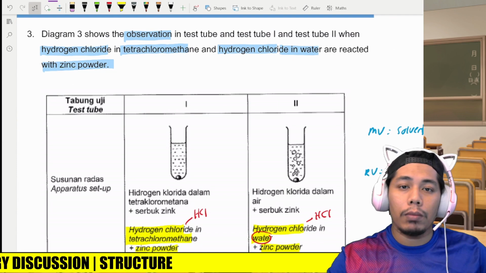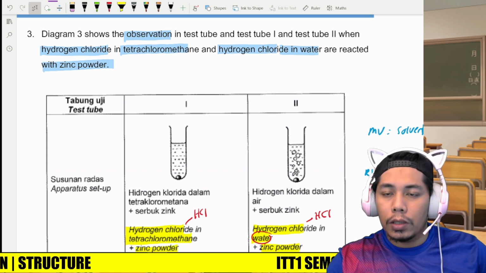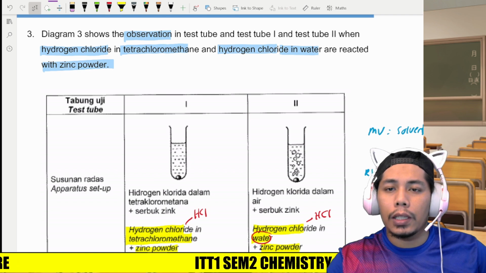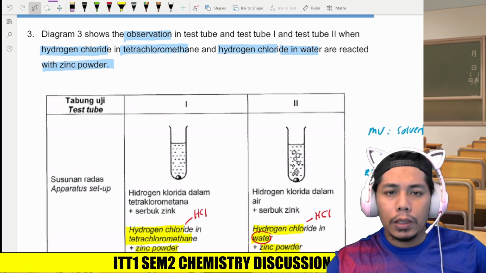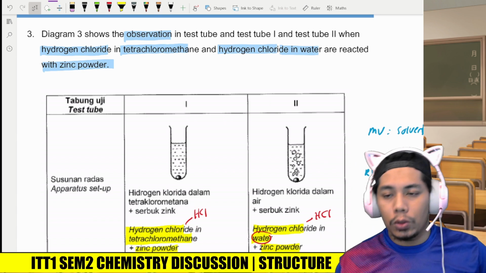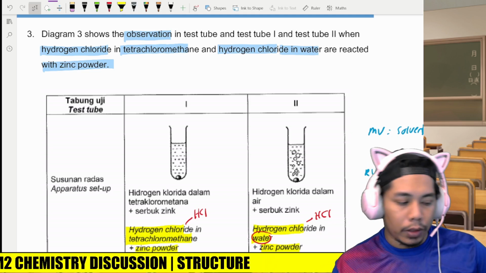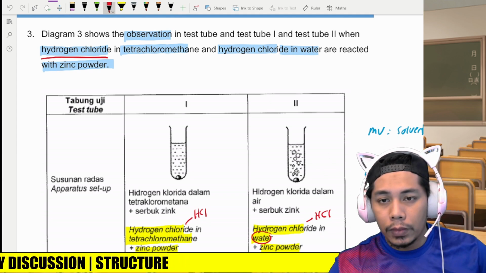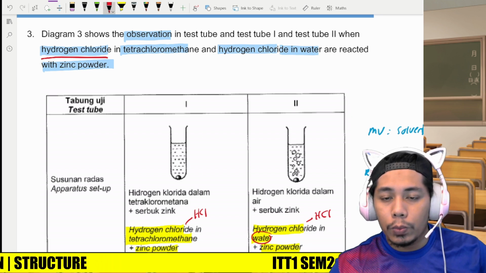Okay, so diagram 3 shows the observation in the test tube 1 and test tube 2 when hydrogen chloride in tetrachloromethane and hydrogen chloride in water are reacted with zinc powder. Bila kita baca soalan ni, okay, kamu dah kena agak dah soalan ni di bawah tajuk yang mana. Sebenarnya soalan ni kalau kamu tengok dia ada berkaitan dengan hydrogen chloride. Okay, hydrogen chloride ni apa? Dia adalah asid. Okay. Tetapi dia dalam bentuk gas ataupun solid.